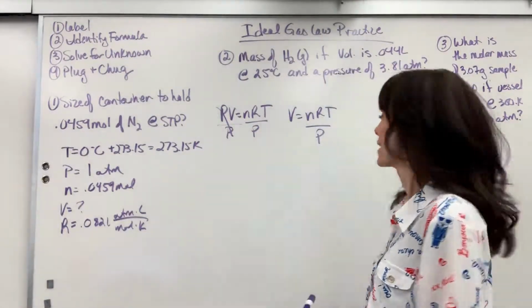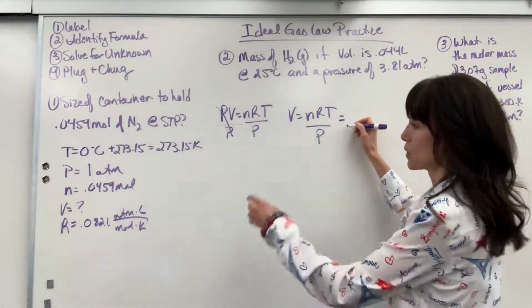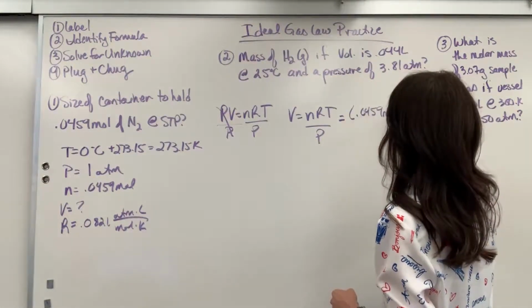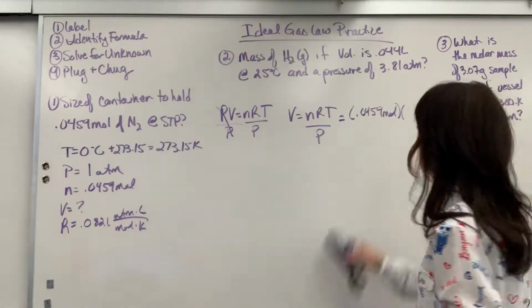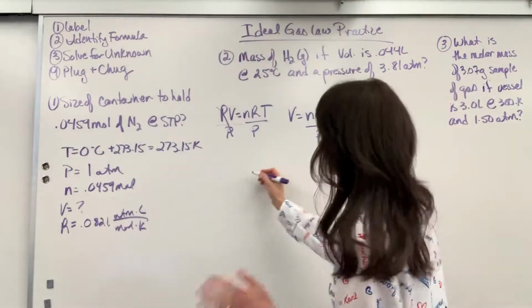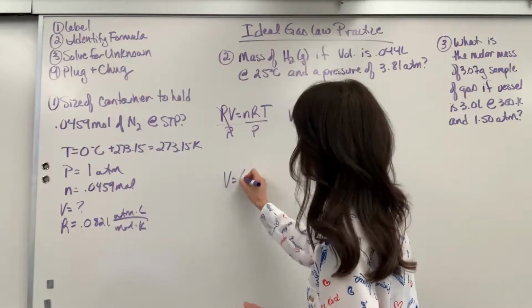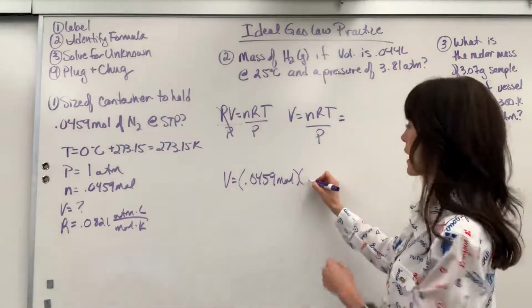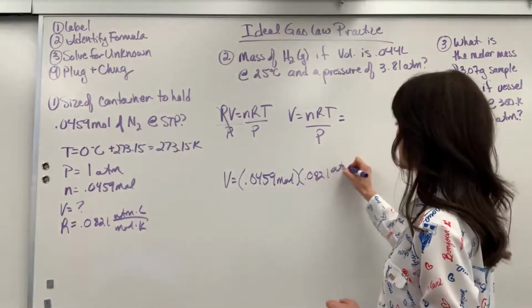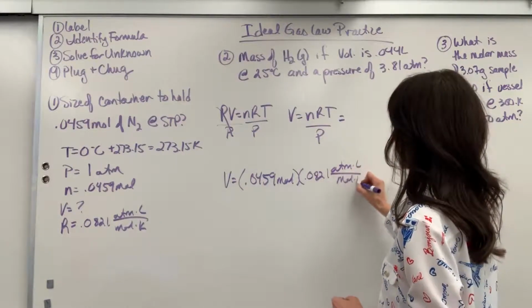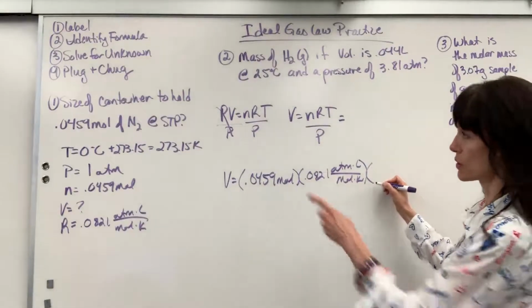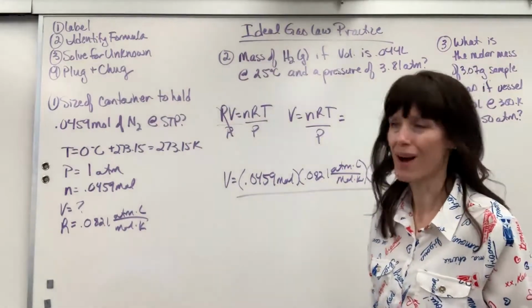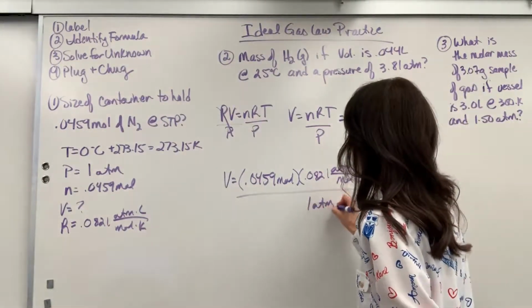Now let's go ahead and plug in. We're going to do the plug and chug. So moles, let's see, we had 0.0459 mole times R. Actually, do you know what? I'm going to pull this down here because I want you to see the units very, very explicitly. V equals 0.0459 moles times the gas constant, 0.0821 atm times liter divided by mole times Kelvin, times temperature, which was 273.15 K, divided by, wow, the pressure, which was 1 atm.